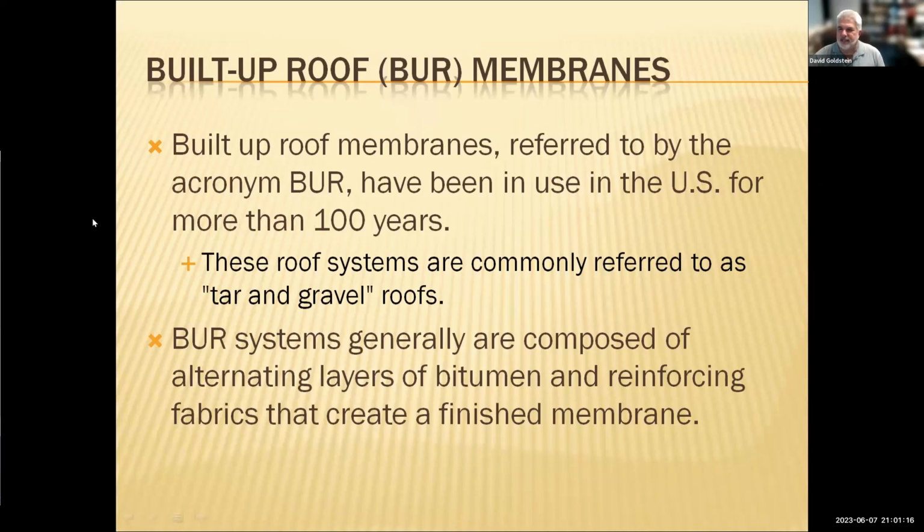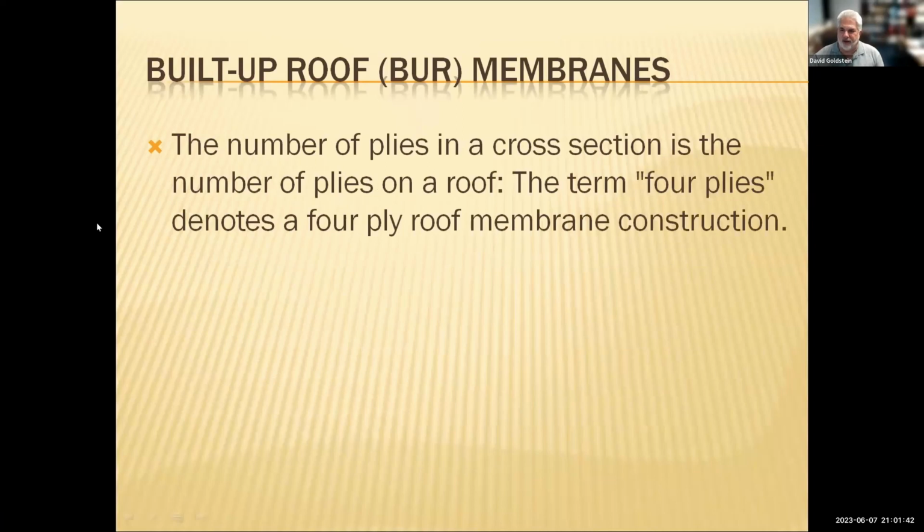Built-up roof membranes, again, we refer to them as BURs. They've been around for easily 100-odd years. Those are the ones that you commonly see that are essentially tar and gravel roofs. So you have alternate layers of bitumen, and that has a reinforcing fabric. And then they put gravel on there. And the gravel, more than anything else, is to help with the weather effects, ultraviolet, so it retards the effects of the sun beating down on it.